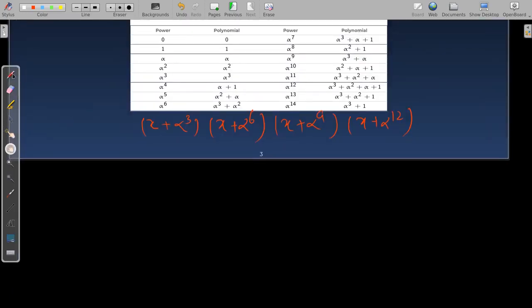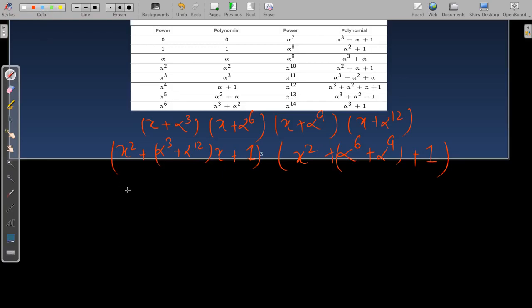So let me do this in a different color. If we multiply x plus alpha cube and x plus alpha 12, I am going to have x square plus (alpha cube plus alpha 12) x plus alpha 15, which is equal to 1, right? And then I will multiply here. This is again x square plus (alpha 6 plus alpha 9) x, and you see alpha 9 and alpha 6 multiplied give alpha 15, which is again going to be equal to 1, right?